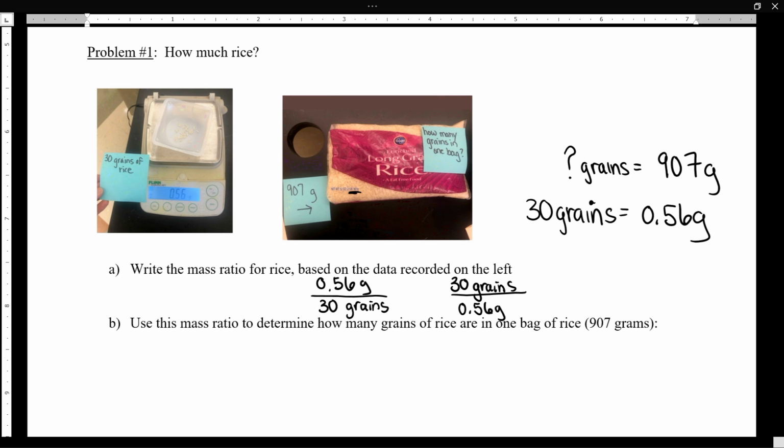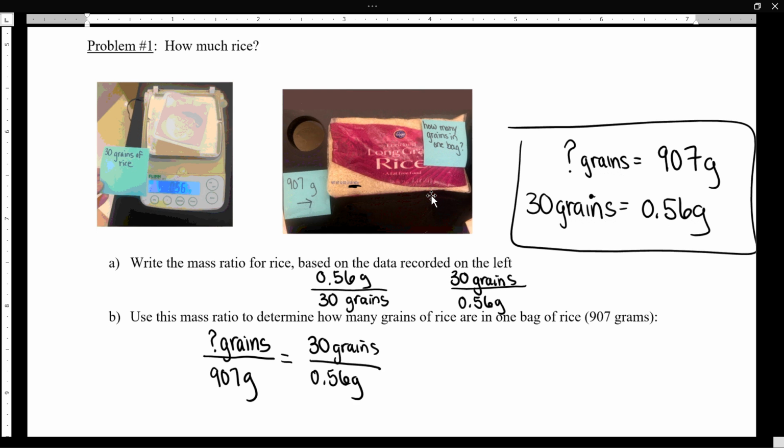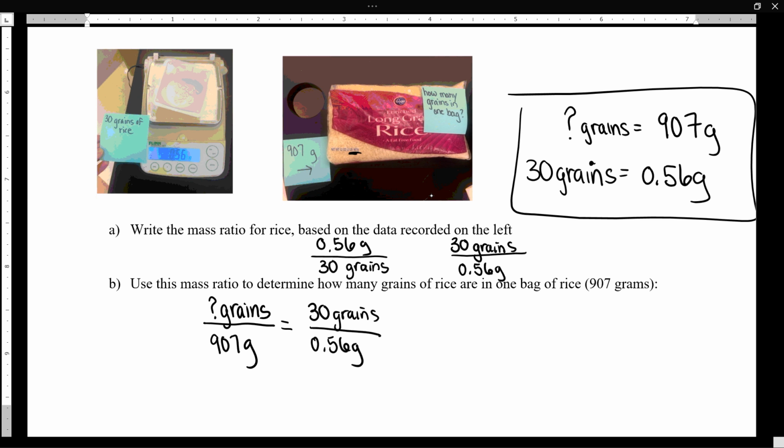Well, you can set up a math problem like this as if they're equivalent ratios. That might be something you remember talking about in math class. What I'm saying here is I'm writing them out as two fractions. I'm trying to figure out how many grains are in 907 grams, and what I know is that every 30 grains of rice weighs 0.56 grams. So I have two equivalent ratios. They're both grains divided by grams. You see I set those up that way. It's important to pay attention to the units here to make sure they're set up the right way.